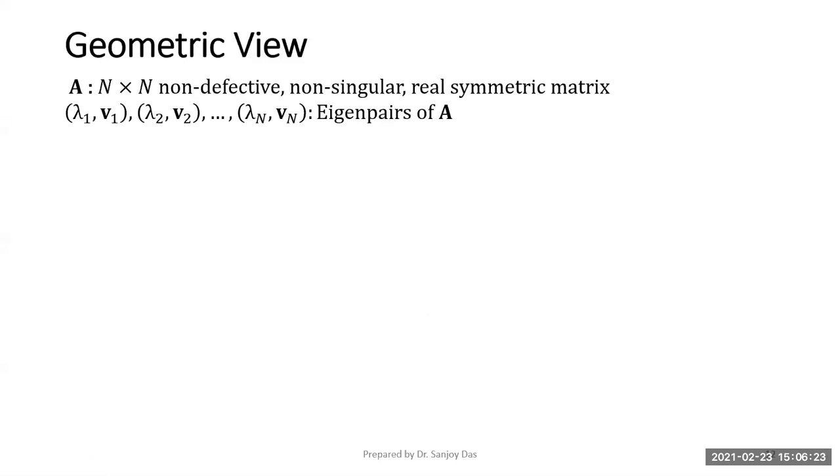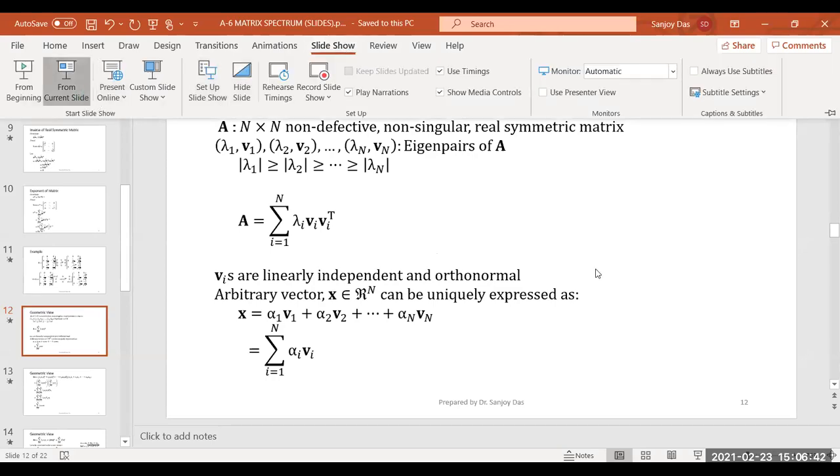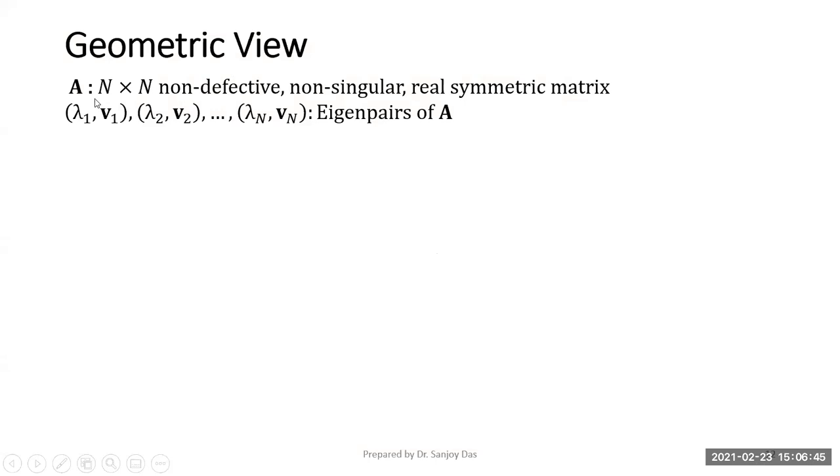Okay, now let's look at the geometric view. What do eigenvalues and eigenvectors really mean? So A is a non-defective real symmetric matrix. It could be singular actually, in which case one of the lambdas would turn out to be zero. So its eigenpairs are lambda 1 v1 until lambda n vn.